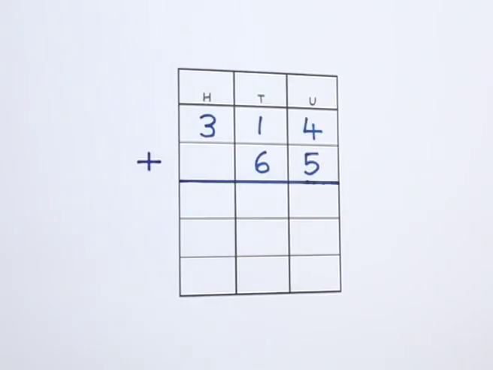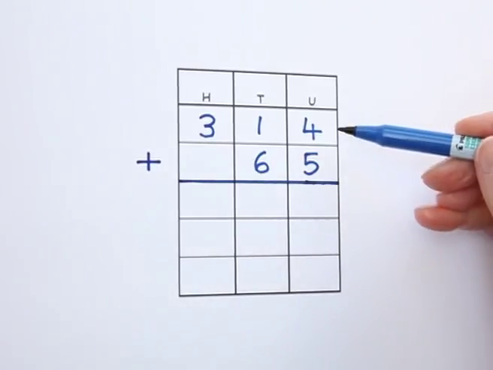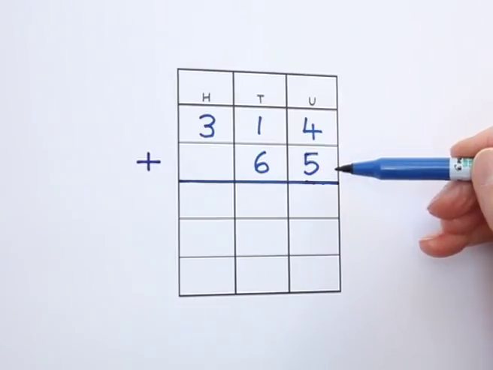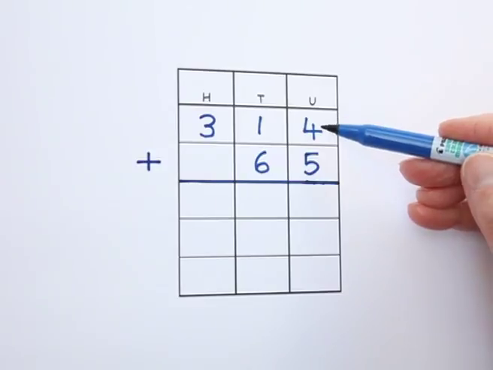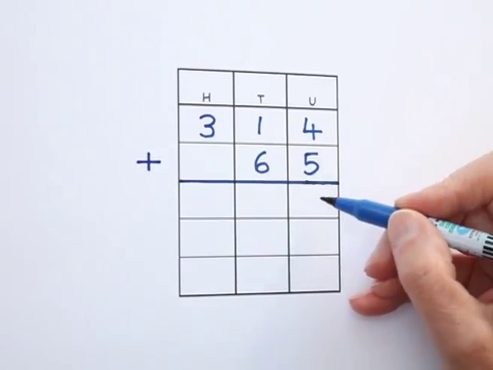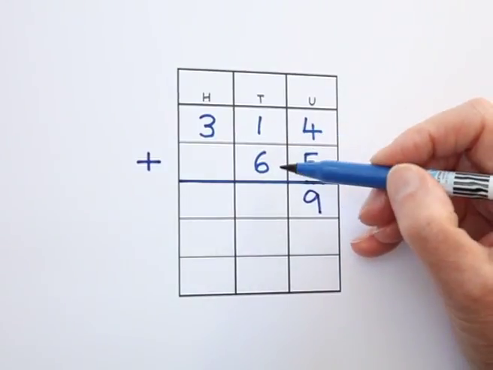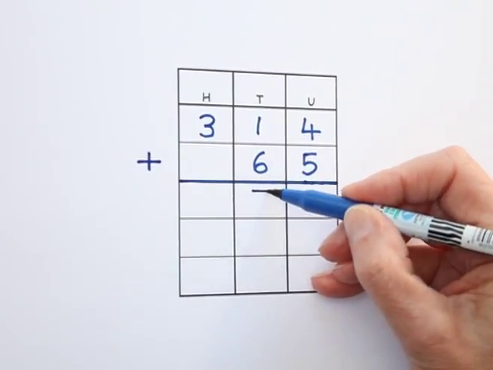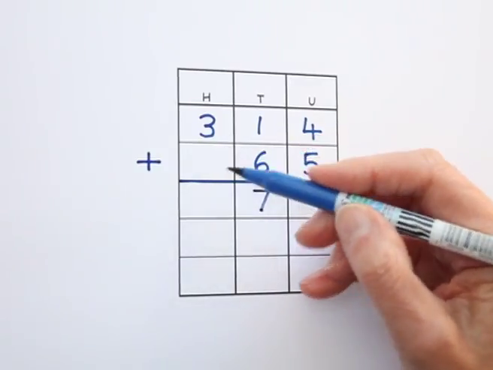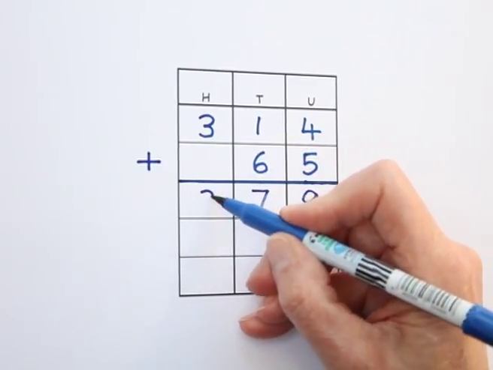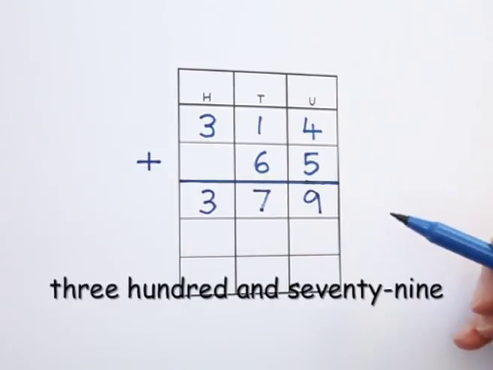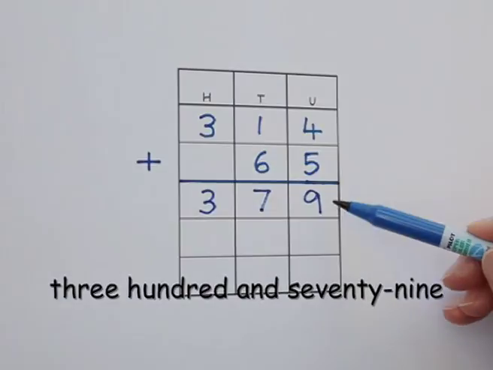If numbers are of different lengths, line up the right-hand digits, the units columns. For example, 314 add 65. Start to add from the right-hand side. 4 add 5 is 9. 1 plus 6 is 7. And 3, with nothing to add, is still 3. So the answer is 379.